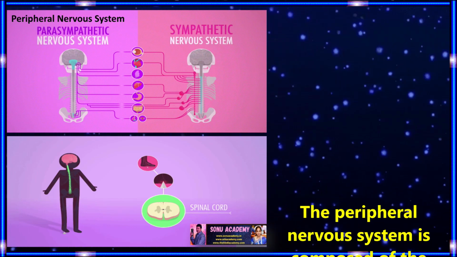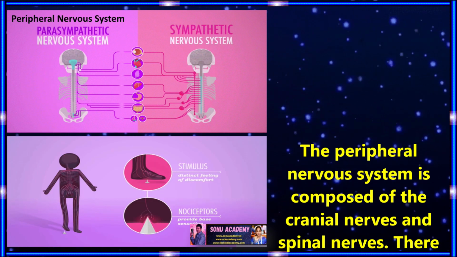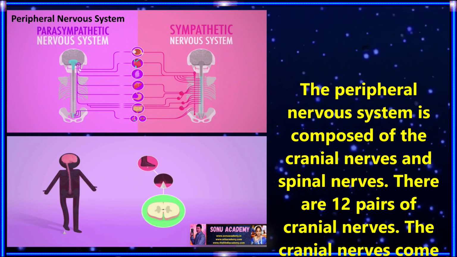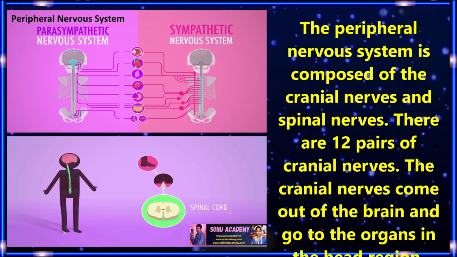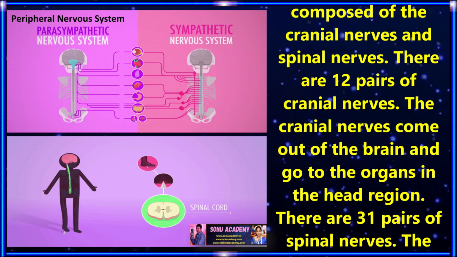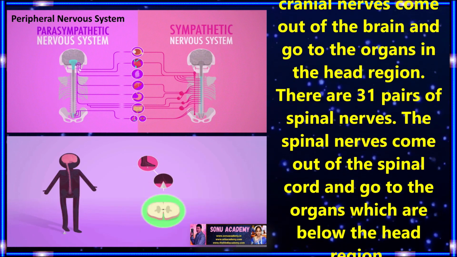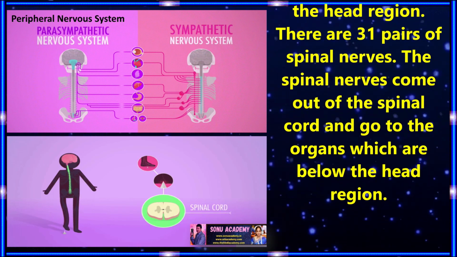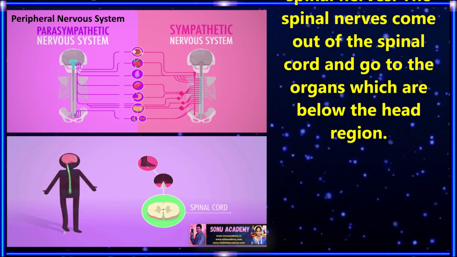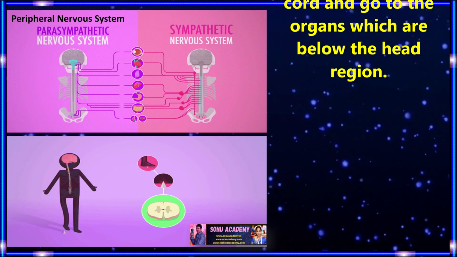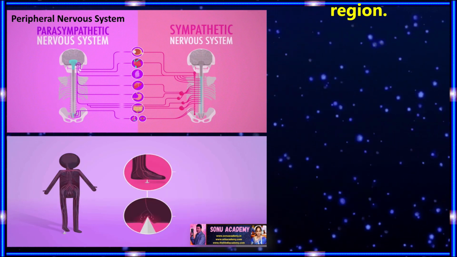Children, now let us discuss the peripheral nerve system. The peripheral nerve system is composed of cranial nerves and spinal nerves. There are 12 pairs of cranial nerves. These cranial nerves come out of the brain and go to the organs in the head region. There are 31 pairs of spinal nerves. The spinal nerves come out of the spinal cord and go to the organs which are below the head region.